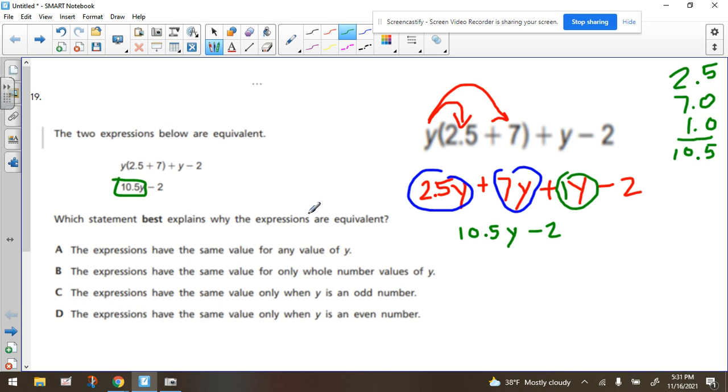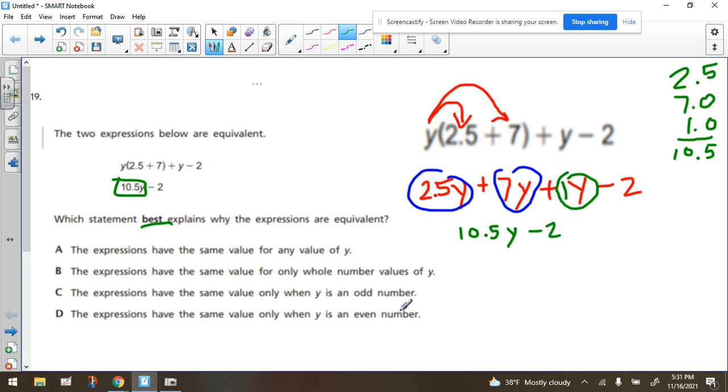All right, so now let's read through the choices. It is a bit wordy, so let's try to interpret what they're saying. Which statement best explains why the expressions are equivalent? A, the expressions have the same value for any value of y. B, the expressions have the same value for only whole number values of y. C, the expressions have the same value only when y is an odd number. Or D, the expressions have the same value only when y is an even number.